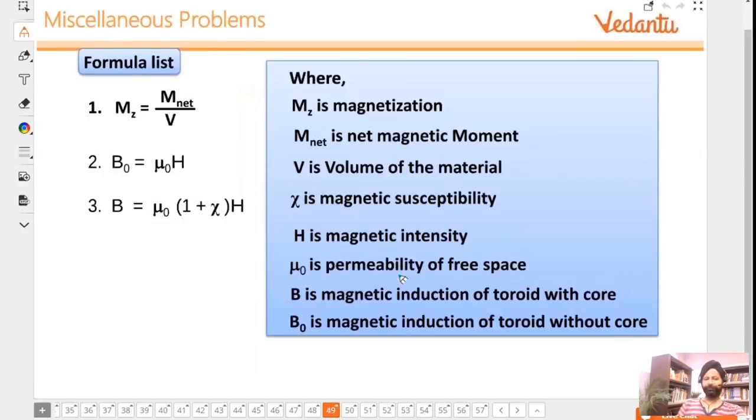So again, a list of formulae just for ready reference. The more number of times you see them, the more you'll get comfortable with them.